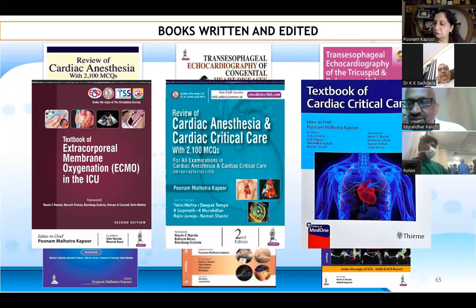Any questions? There is actually a question I saw: when CT, MRI are there, what is the role of echo? Perioperatively, we can't always send the patients for CT or MRI, especially in a tamponade situation or intraoperatively. So we make use of echocardiography.